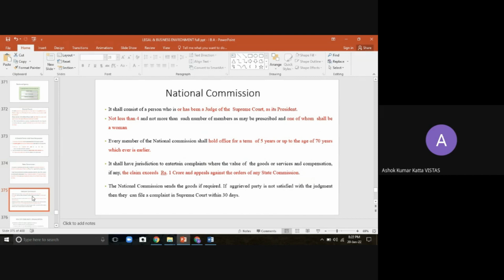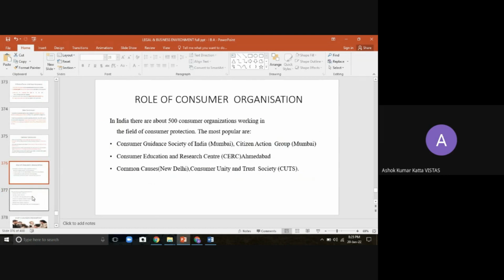So we have three different levels of forums: district level, state level, national level. Depending on the losses, and depending on the requirement or request of the appealing person, the cases can be transferred up to the national level commission for getting justice.